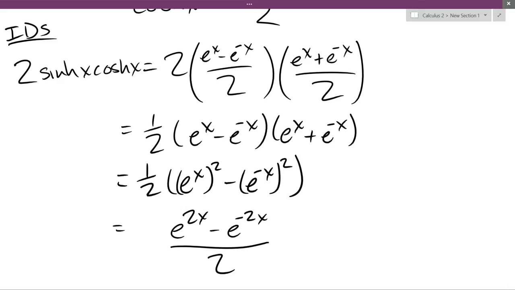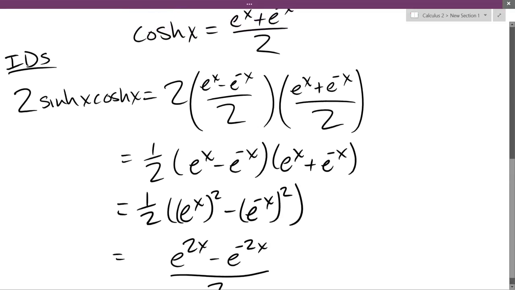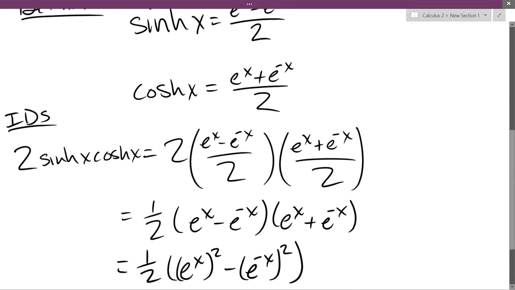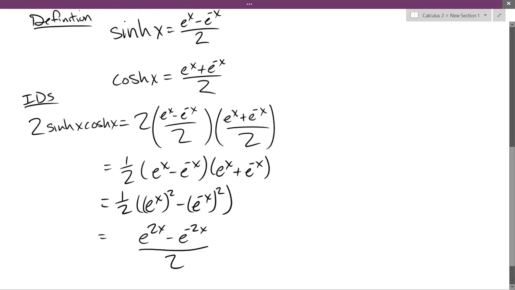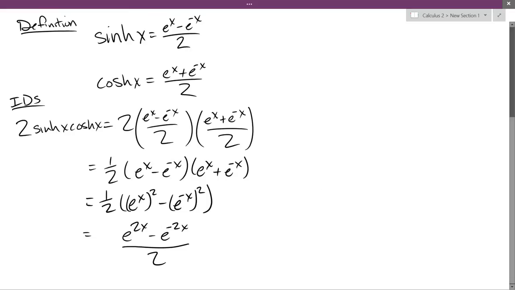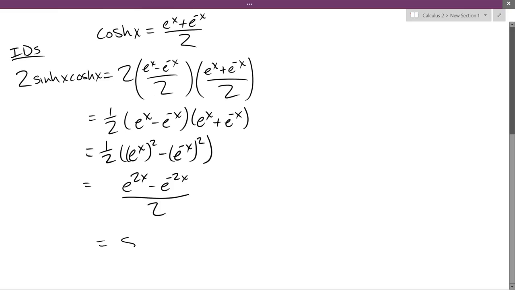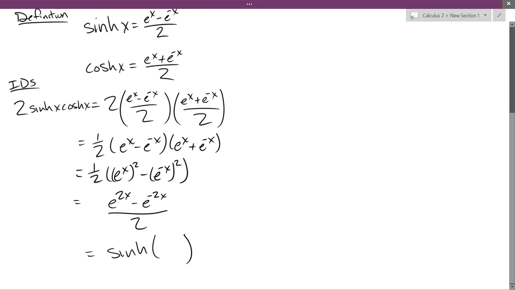How can I rewrite this in terms of one of the originals? It looks a whole lot like sine h. How can I write this as sine h of something? What something can I feed sine h to get this? So this is sine h of 2x. So what's the difference? The x's just became 2x. So this is sine h of 2x. So here is a double angle formula right off the bat.